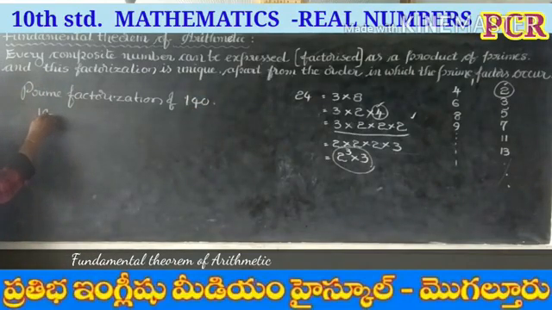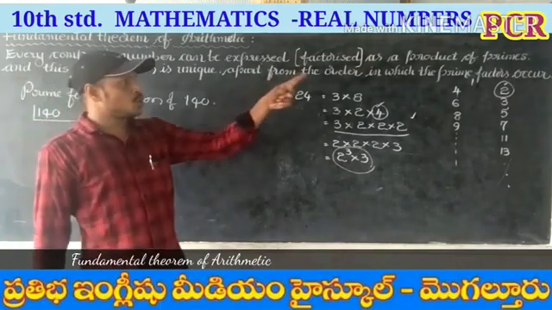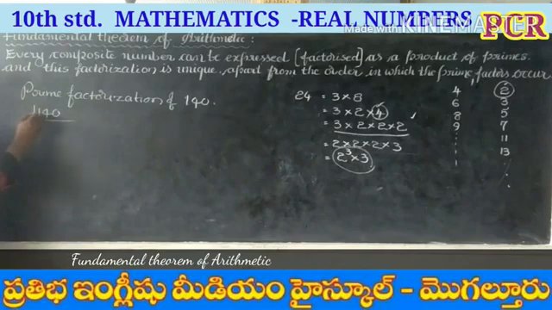So how can you write 140 as a product of prime factors? Just start with the first prime number, 2. Is 140 divisible by 2? Yes, it is divisible by 2.